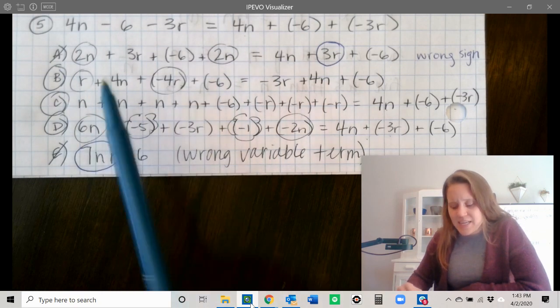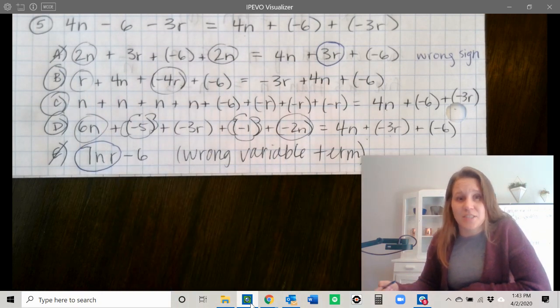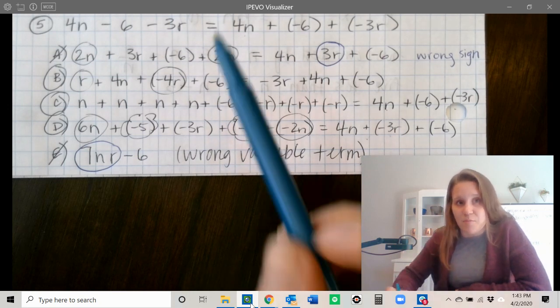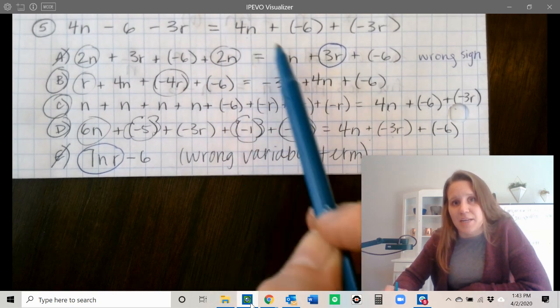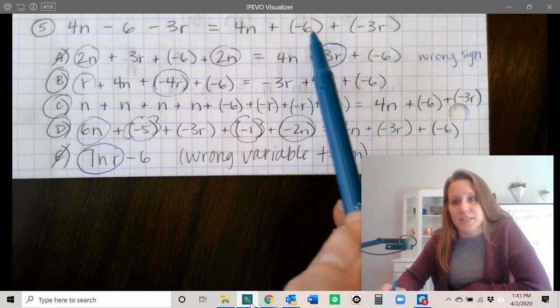The thing I think is the most helpful here is anytime you see subtraction, make it plus a negative, plus the opposite. That just helps you, once you do that and you combine the like terms, you'll be able to just match up and compare signs and see if they're the same or not.